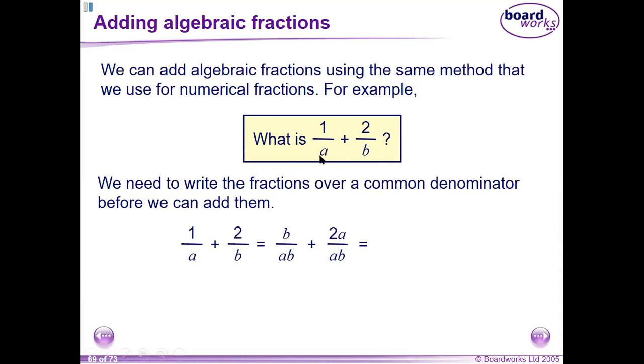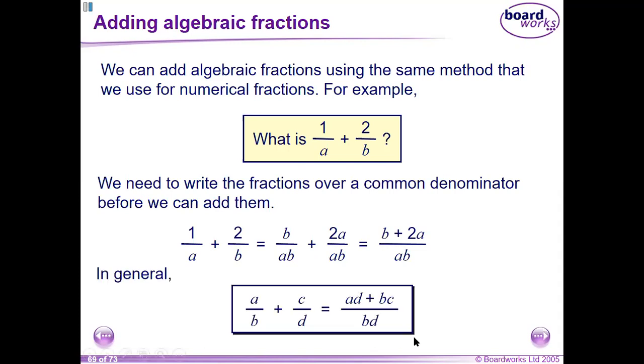So as I said, we multiply the denominators. So a times b becomes ab, and then we cross multiply. So 1 times b is b, 2 times a becomes 2a. So now we've got the denominators the same. Then we just simply add the numerators and simplify when we can. So b plus 2a over ab. Okay, so the general rule is a over b plus c over d. We multiply the denominators to give us bd, and then cross multiply here and here.